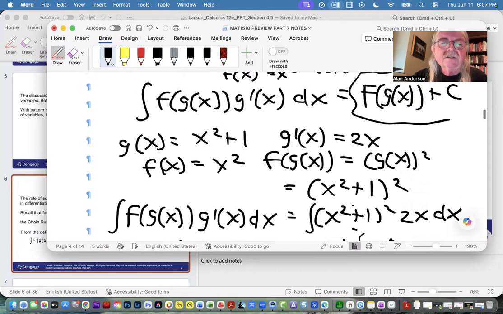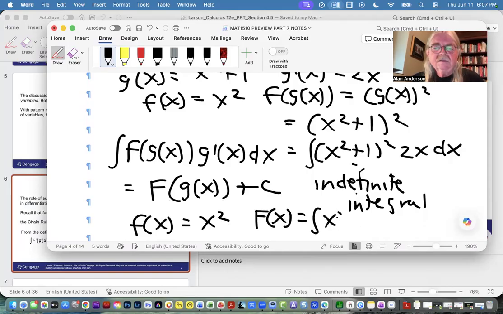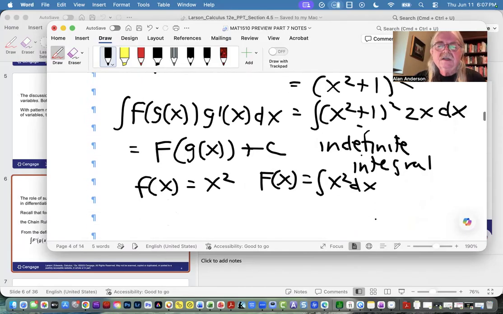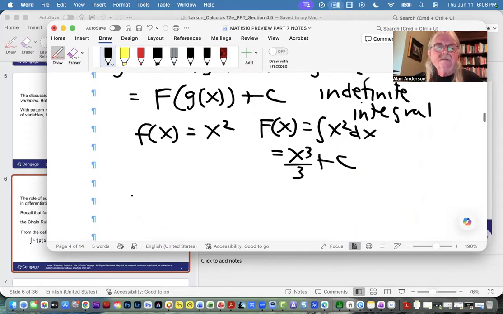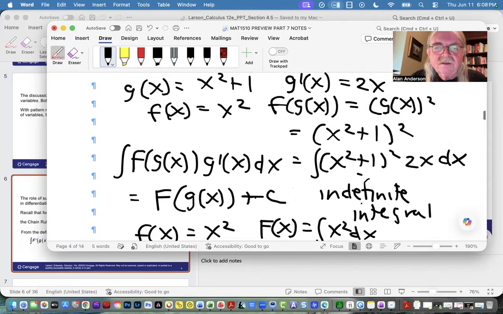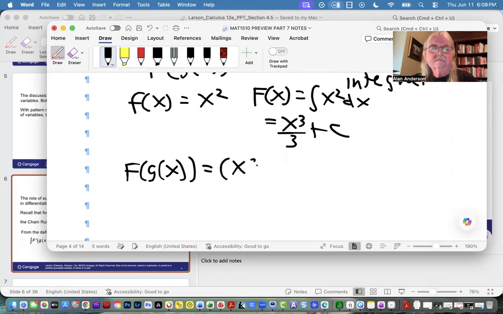All right, well, that's one thing we haven't done yet. So if f of x, the original function, is x squared, capital F of x is the integral, which in turn is x cubed over 3 plus c, which therefore means, now remember, g of x was, no, sorry, x squared plus 1. And that's your final answer.